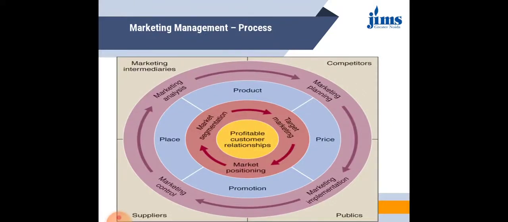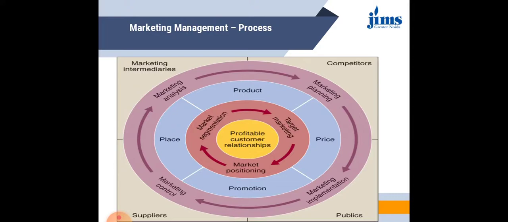So here I have tried to show diagrammatically the marketing management process, in which you can see in the outer layer there are four elements: marketing intermediaries, competitors, public and the suppliers. Then in the first inner layer there is the marketing analysis, based on marketing planning, marketing implementation, marketing control, marketing analysis.